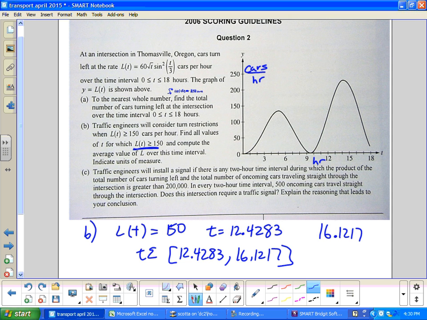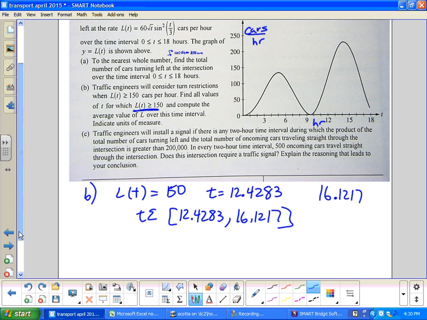All right. Now we want the average value. The average value of a function, guys, between here. And I'll just use 12 and 16. I know it's not exact. This is the area under the curve. This is the total number of cars. The average value replaces the curve with just some F average here, right?